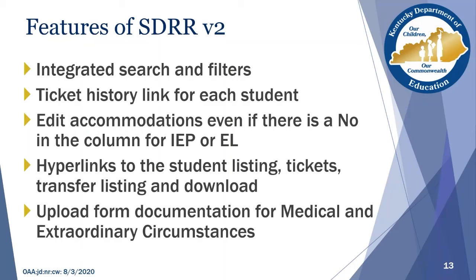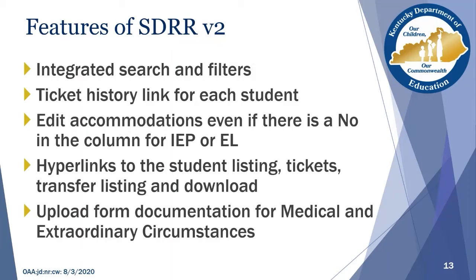3 years. So you'll be able to see any changes that you made in SDRR back to the 2017-2018 school year. You'll also see 2018-2019 school year, and you'll also see any changes you made in the 2019-2020 school year that you just completed. And so that is very important for people when they want to look at the history of their tickets and how far back they go.